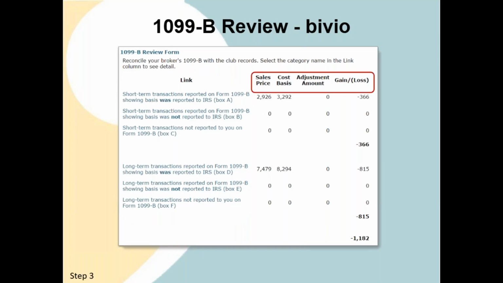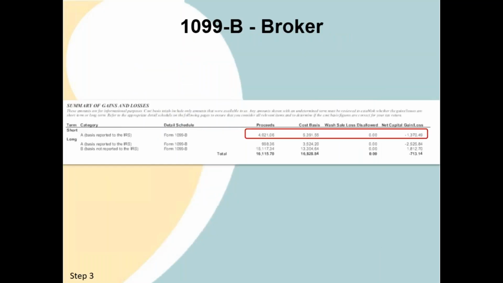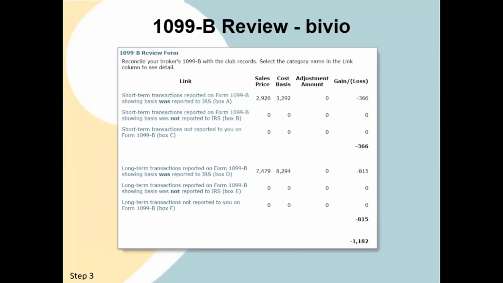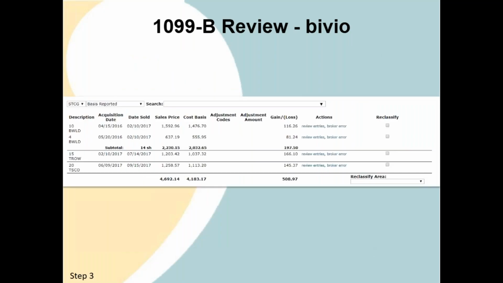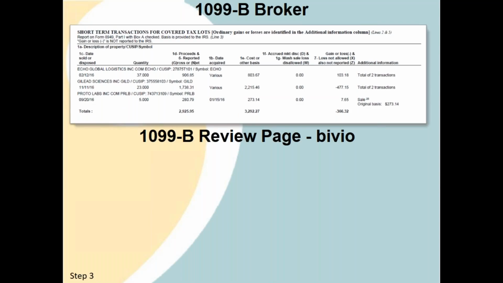The first thing you want to do is look at the subtotals for each column in a particular category. They should all agree with the subtotal shown on your 1099 for the same category. If they don't, each row label on the 1099-B review report is a link that will take you to the detail of what is being included in the category. For example, if I click on this first link, I get to the detail of the short-term capital gains, Section A category, where basis is reported to the IRS. You can compare this to a similar looking detail page for the same category that you will find in your 1099.